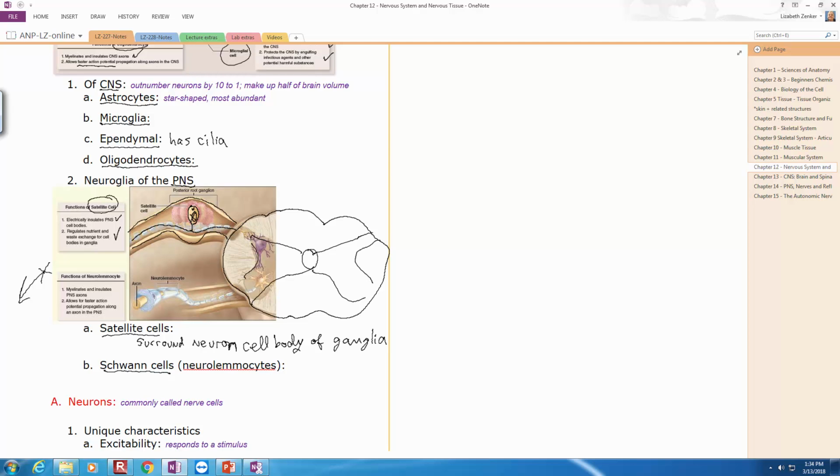So this forms the PNS myelin sheaths. So oligodendrocytes did the CNS myelin. This is PNS myelin, a neurolemmacyte or Schwann cell. Okay. And so it says here for neurolemmacyte, it myelinates and insulates the PNS axons. So here is the neurolemmacyte right here. And again, it doesn't touch the next one that's here. It's wrapped all the way around the nerve there. Okay. And it allows for thus faster action potential propagation along an axon of the PNS. So same thing, anytime you see myelin, it speeds up the action potential and it insulates and protects the nerve, okay? So let's look at neurons, commonly called nerve cells.